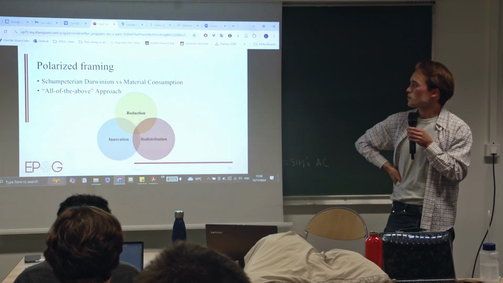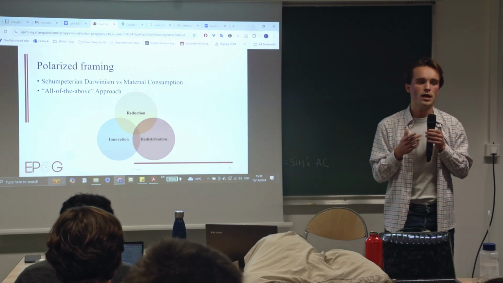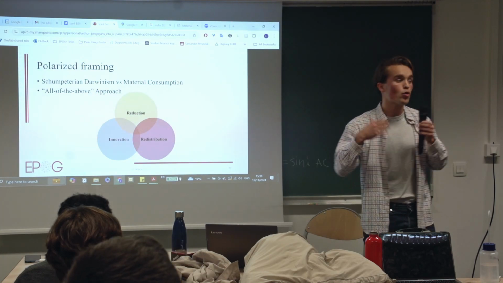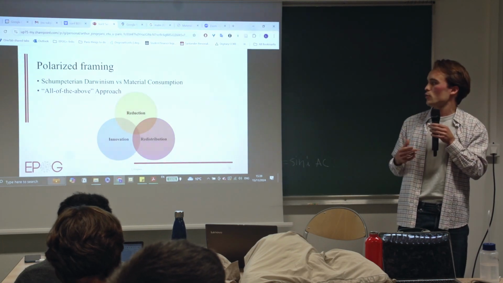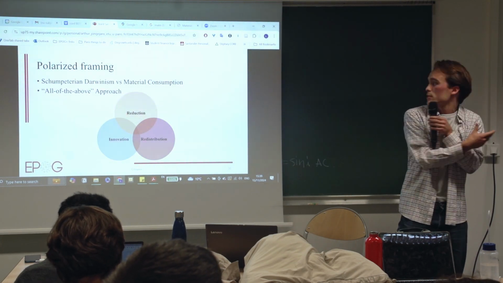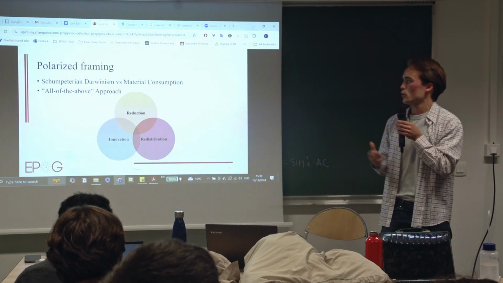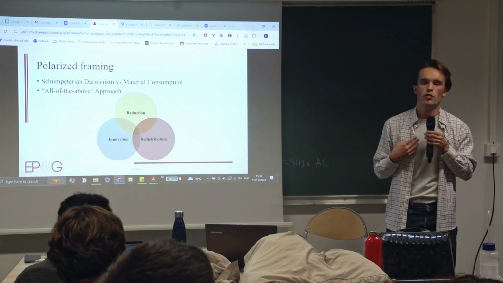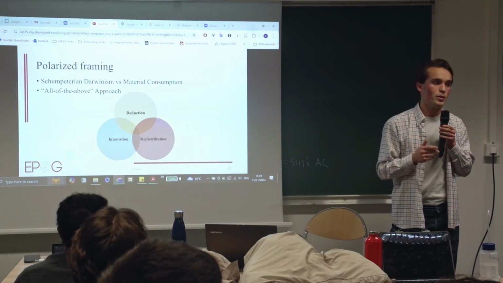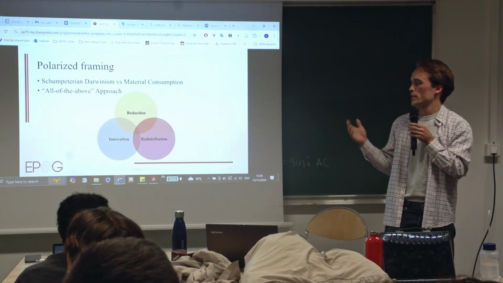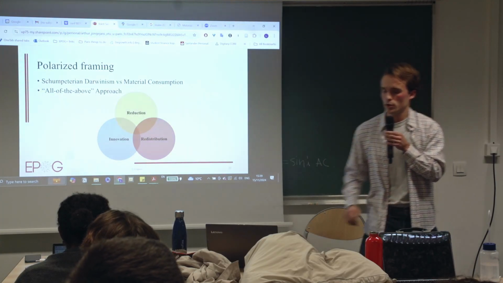So summarizing, I would say that we have to watch out with putting this as a polarized framing, that we shouldn't see it as a false dichotomy where we say on the one hand we could go for Schumpeterian Darwinism, and on the other hand we can think only about reducing material consumption. We should think of an all-of-the-above approach where we integrate first the reduction of material resources, but then also see how we can do more with less through innovation and talk about redistribution.